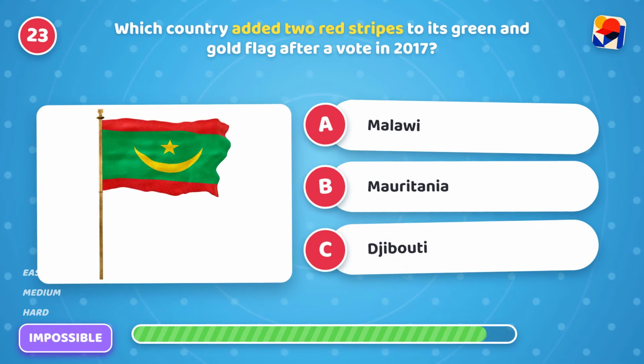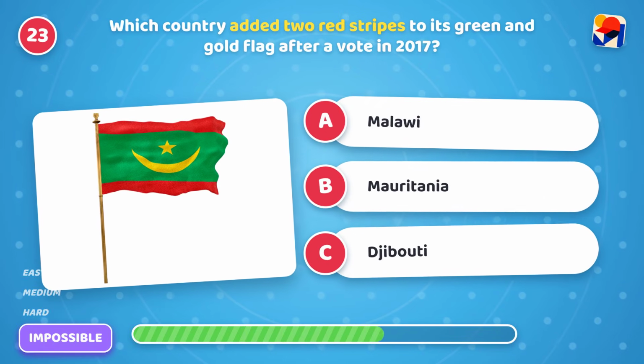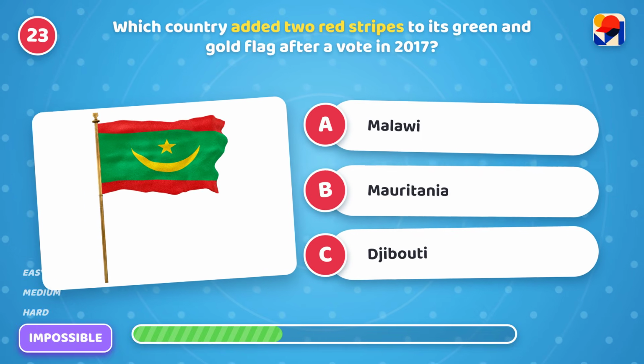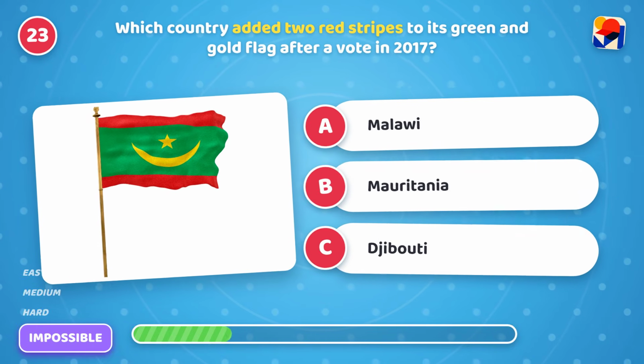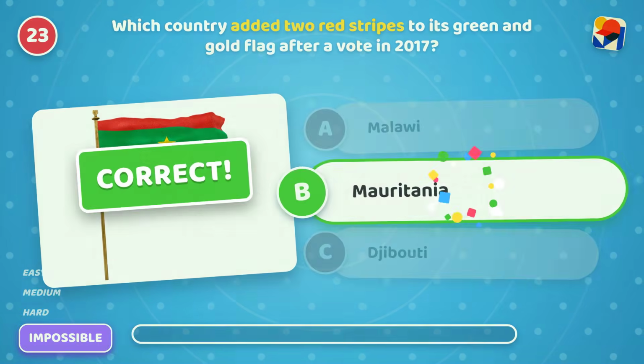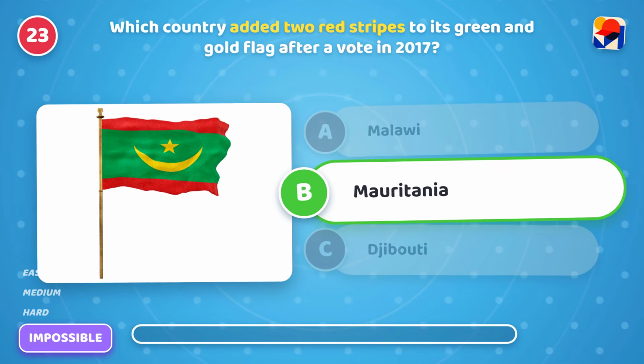Which country added 2 red stripes to its green and gold flag after a vote in 2017? Is it A, Malawi, B, Mauritania, or C, Djibouti? It's B, Mauritania. Red stripes honor independence fighters.